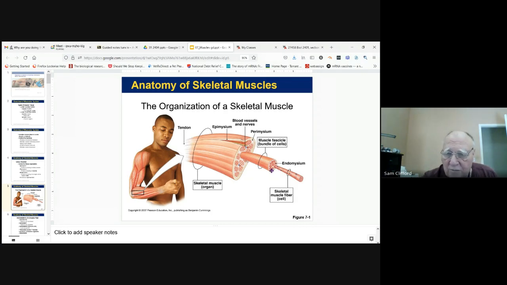So muscle is long protein filaments. What it does is contract. That's it. That's all muscle does, is contract.